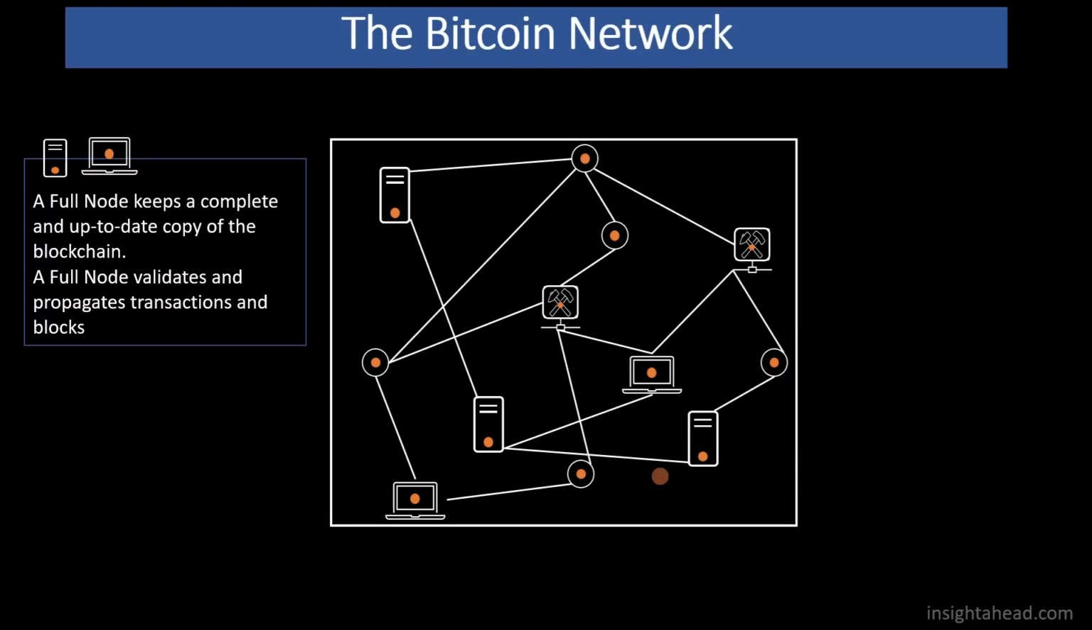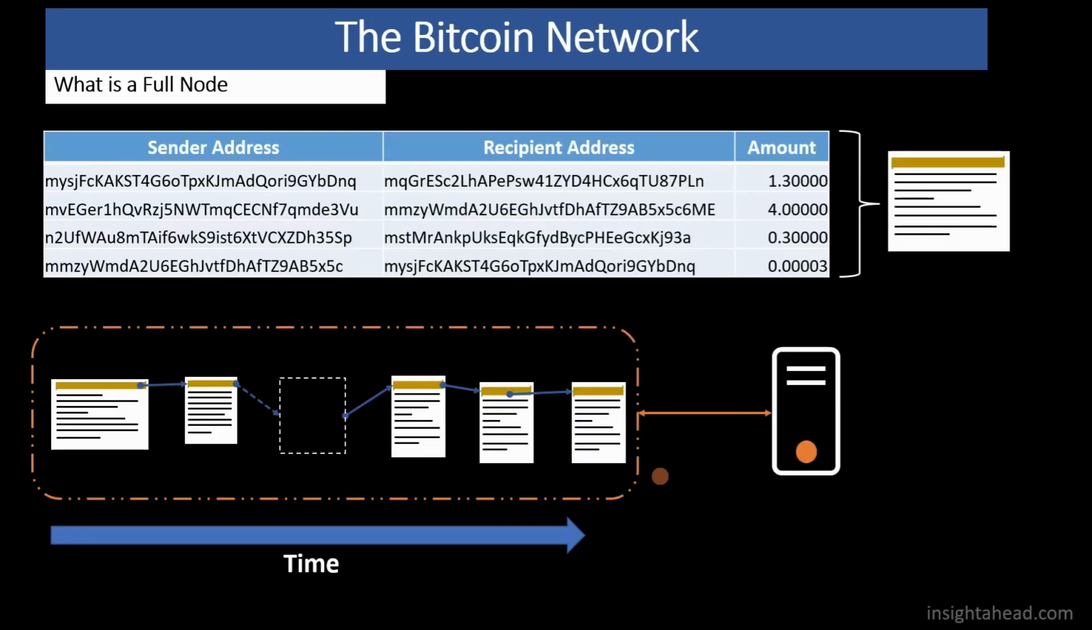We learned in one of the previous lectures that a full node keeps a complete and up-to-date copy of the blockchain, and a full node also validates and propagates transactions in blocks. So when a transaction hits the network, it is then aggregated into a block by a mining node, and that block is then appended to the current blockchain. Therefore, over time, the size of the blockchain keeps growing.